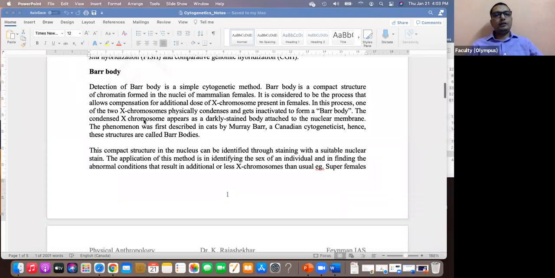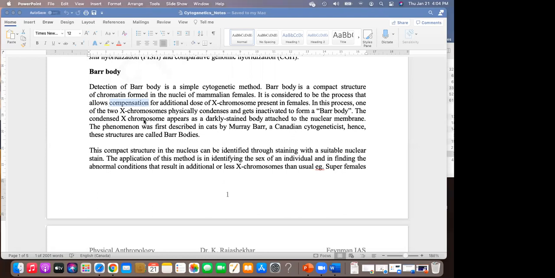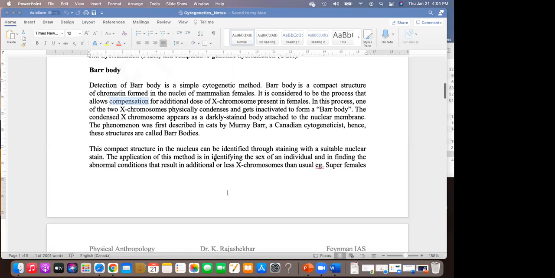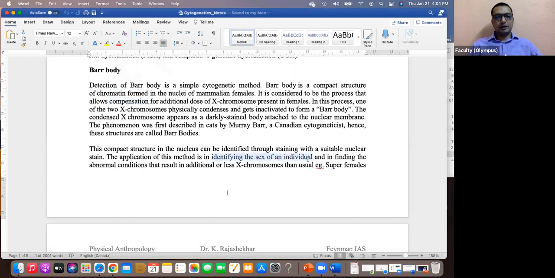Starting with, is it possible, by performing the Barr body test, without knowing the person? Let's say you got some samples with you. You performed this test to identify the Barr body. If you did that test, is it possible to identify the gender, whether it is a female sample or a male sample? Yes. First thing is gender determination. This method can be used in identifying the sex or gender of an individual. So one common benefit here is to identify the gender, especially in the unknown sample case. We can identify whether it's a female or a male. Simple thing.